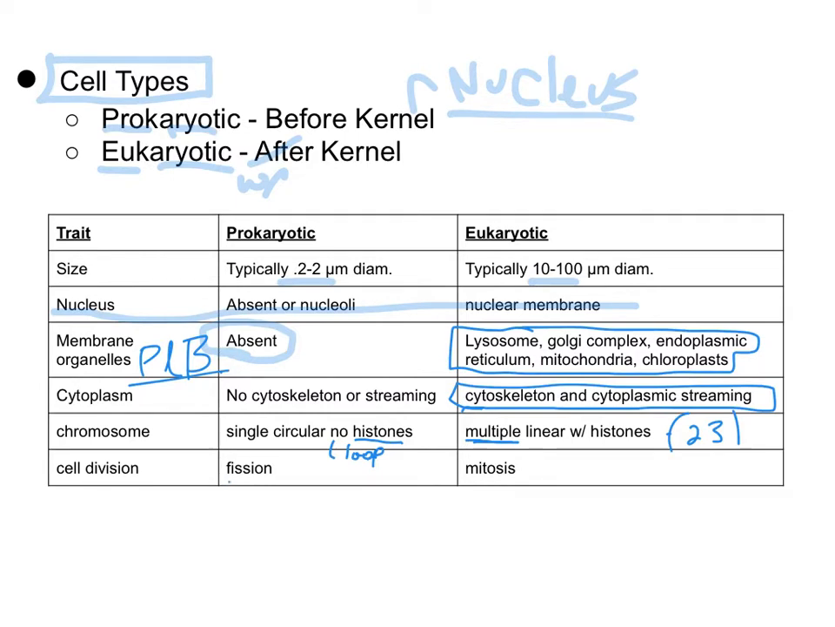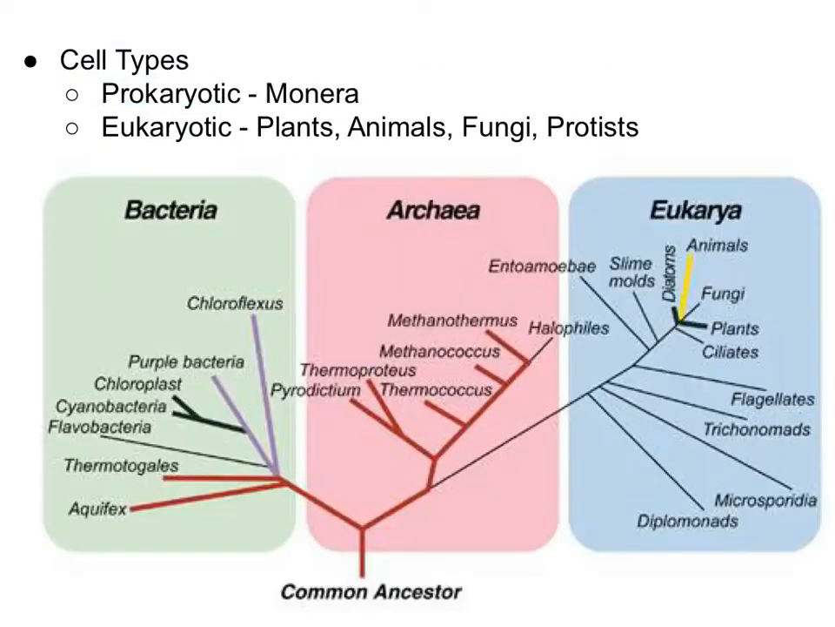And then the way they divide, this is through binary fission. Binary just means two, split into two. And the process for eukaryotic cells is mitosis.